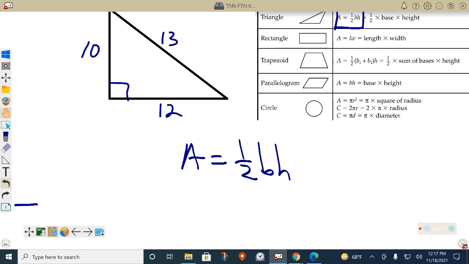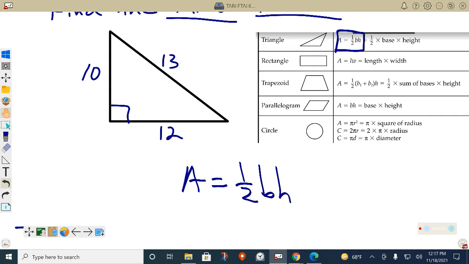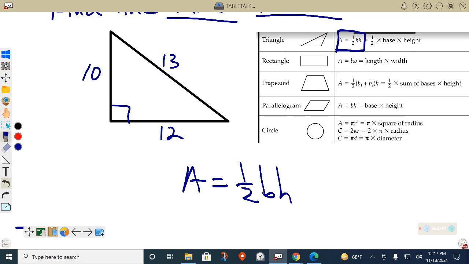What would be the base? 12, huh? The bottom side. So watch this now. 1/2 times 12. I'm separated by parentheses because that communicates multiplication. The height is always going to be 90 degrees with the base. So whatever you see connected to the base that's 90 degrees, that's the height. So the height is going to be 10.